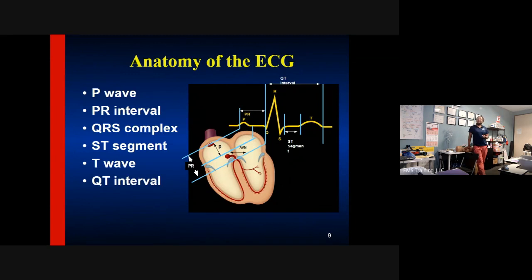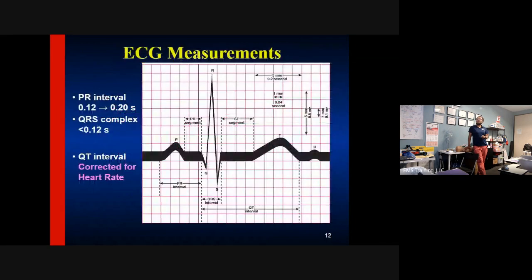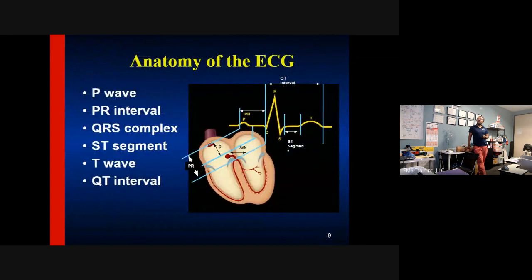All right, anatomy of your EKG, you have your P wave, QRS, ST segment, and T wave. Your P wave is representative of atrial depolarization, which is contraction. Your PR interval is the filling of the atria to the ventricle. Your QRS is ventricular depolarization or contraction. And then we have our T wave, which is ventricular repolarization, and atrial repolarization is hidden in the QRS.